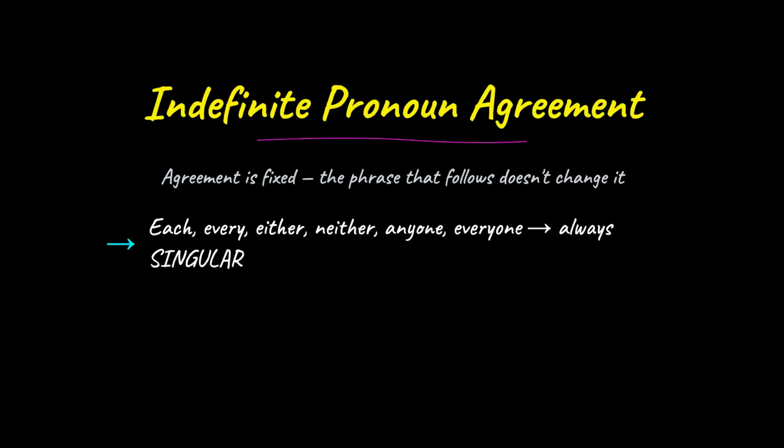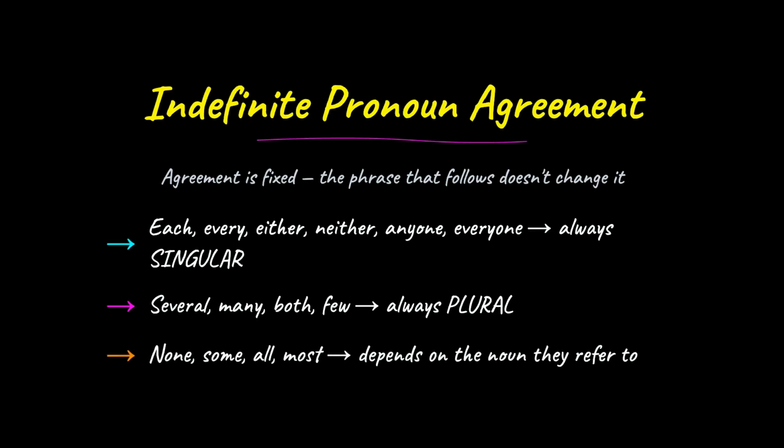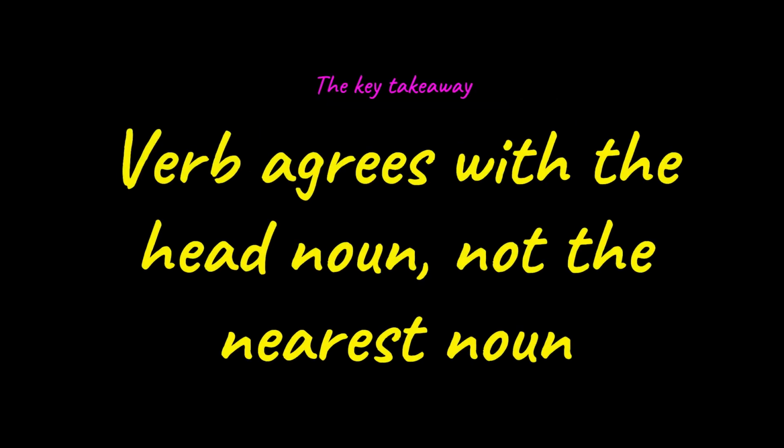Indefinite pronouns follow their own fixed rules. Each, every, and everyone are always singular. Each of the patients is given a wristband uses is because each is singular, regardless of the plural phrase that follows. Meanwhile, several, many, both, and few are always plural. Whenever you see a noun followed by of and a plural, find the head noun and ignore the prepositional phrase. The verb must agree with that head noun. That single habit will catch the majority of subject-verb agreement errors on entrance exams.